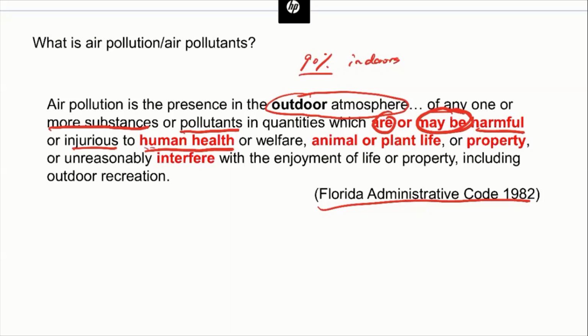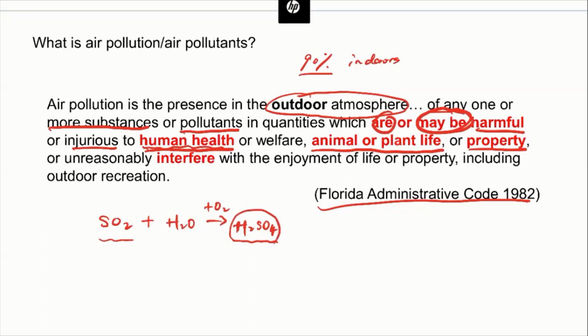So we're not only talking about human health. It may also have an impact on animal or plant life, okay, or even properties. So it's not only about lives. We're also talking about properties. And the most direct example is, let's say, sulfur dioxide. We know that when sulfur dioxide gets emitted into the atmosphere, right, it can react with water and also get oxidized to form sulfuric acid. So this is kind of the ultimate fate for sulfur dioxide in the atmosphere, right?